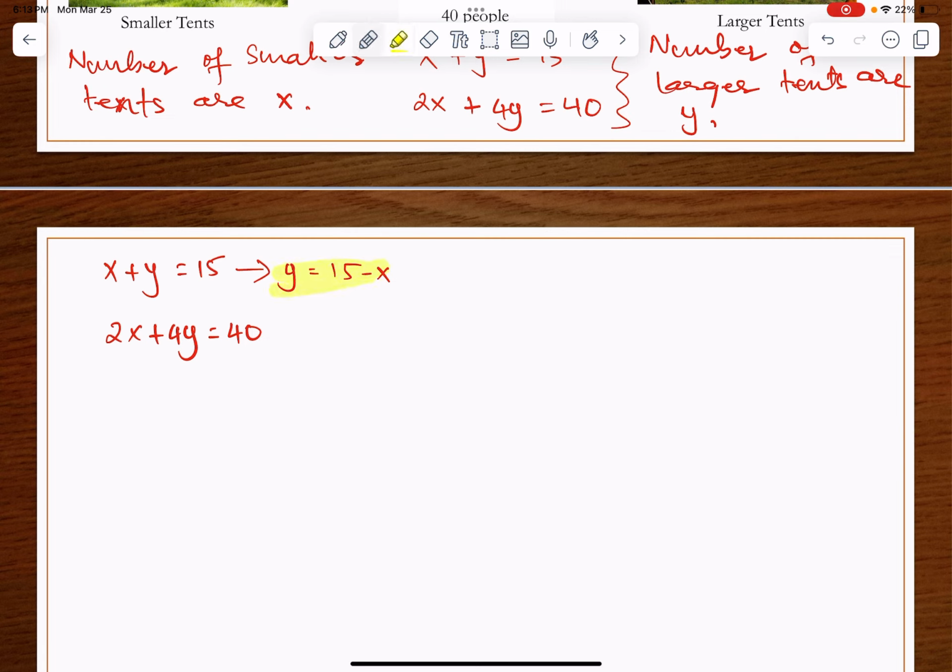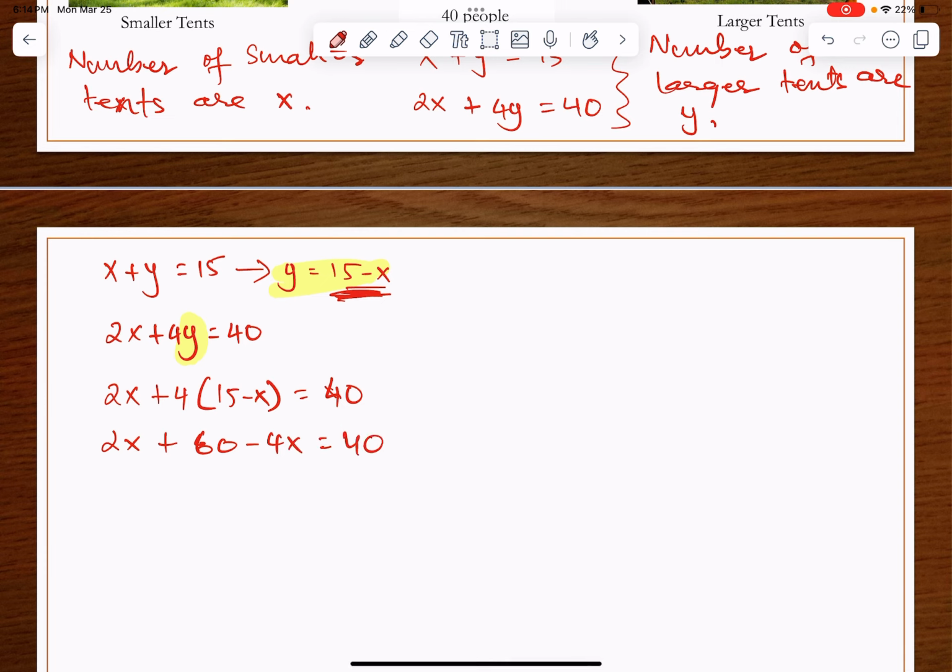In the second equation, your y is right there. Now we substitute: 2x plus 4 times, in place of y we put 15 minus x, and that is equal to 40. Now simplify this. 2x plus, distributing, 4 times 15 is 60, minus 4x equals 40.